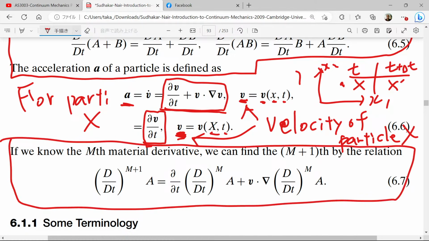So let's think about it. You do a second, no, the m plus 1 derivative, right? So you need the m's derivative. You have the m's derivative and you do partial t. Then you have v dotted with this one.